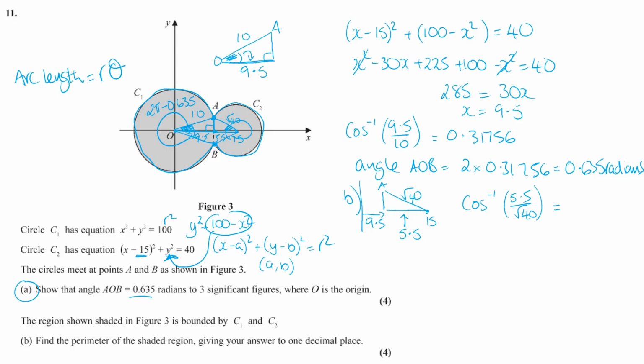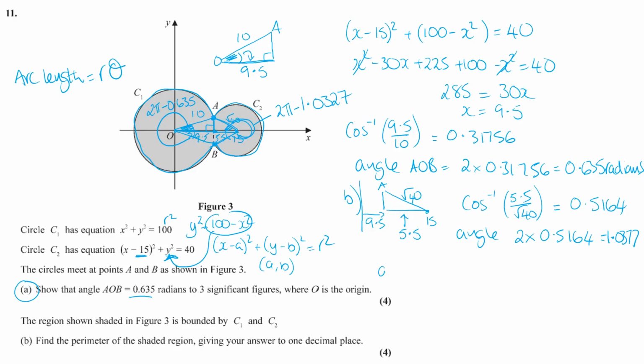And that is going to be 0.5164. So the angle that we're after there is going to be 2 times 0.5164, which is 1.0327. So then the angle in order to find the arc length is going to be 2 pi minus the 1.0327, and then we can find the perimeter.